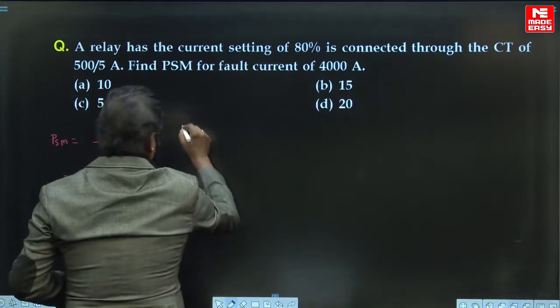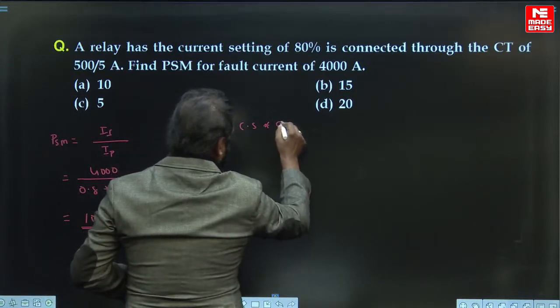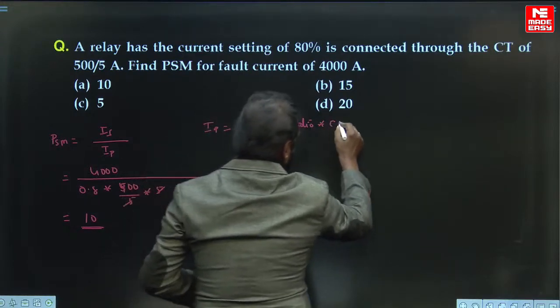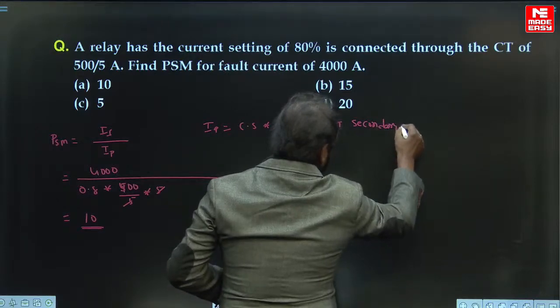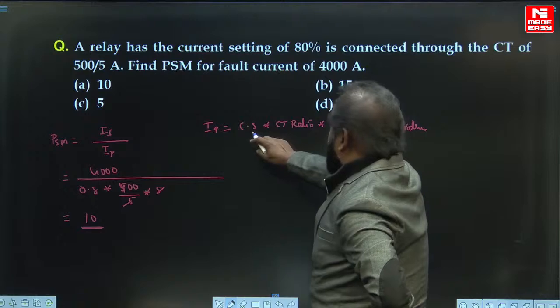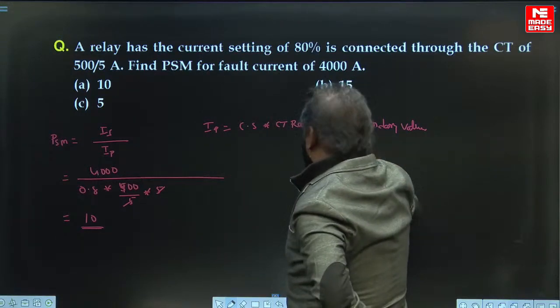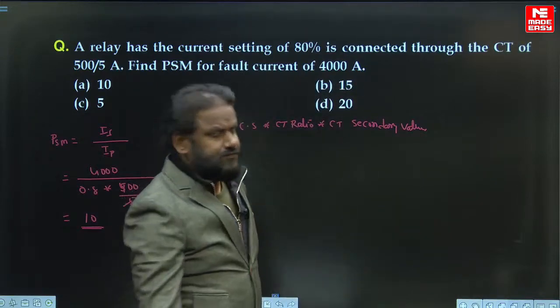Okay, so pickup current IP is equal to current setting into CT ratio into CT secondary value. Current setting is equal to 80%, meaning 0.8, CT ratio is 500 by 5 and CT secondary value is equal to 5. So the PSM is equal to 10.